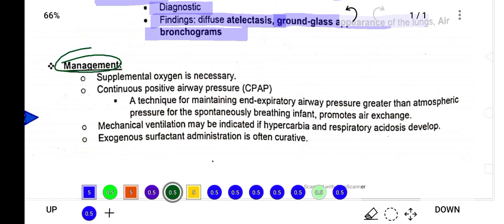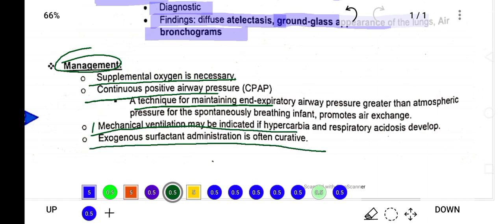Once a baby has developed respiratory distress syndrome, how can one treat this condition? Treatment is by supplementation of oxygen in order to maintain oxygen in the baby, continuous positive airway pressure ventilation with positive end expiratory pressure, mechanical ventilation if needed, and exogenous surfactant should be administered to the baby with respiratory distress syndrome. So this was respiratory distress syndrome. In this way we can manage the patient with respiratory distress syndrome.